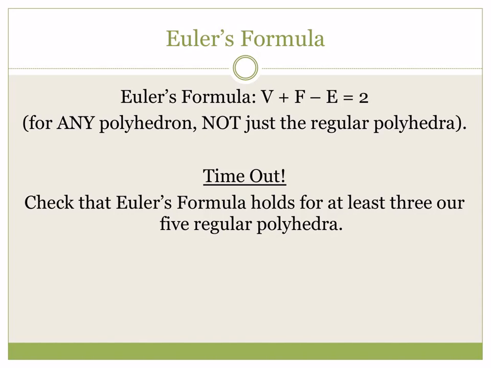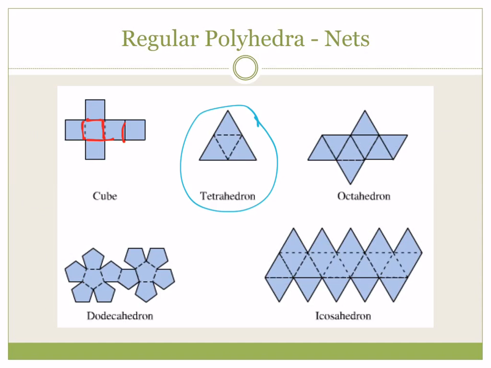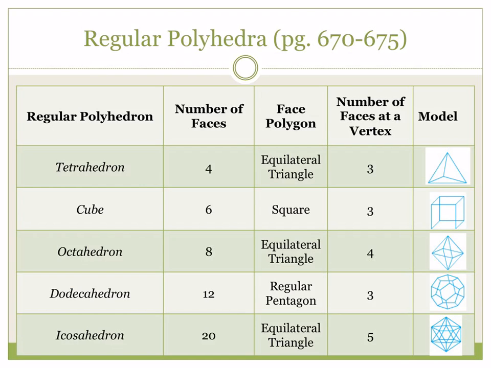We're going to do this for at least 3 of our 5 regular polyhedrons. So which polyhedron would you like me to do? You get one of the 5, I'll do it with you. Tetrahedron. Okay. You've got several slides that talk about the tetrahedron. What I'm verifying is that when I take the vertices plus the faces minus the edges, I get the number 2. So how many vertices are there in a tetrahedron?